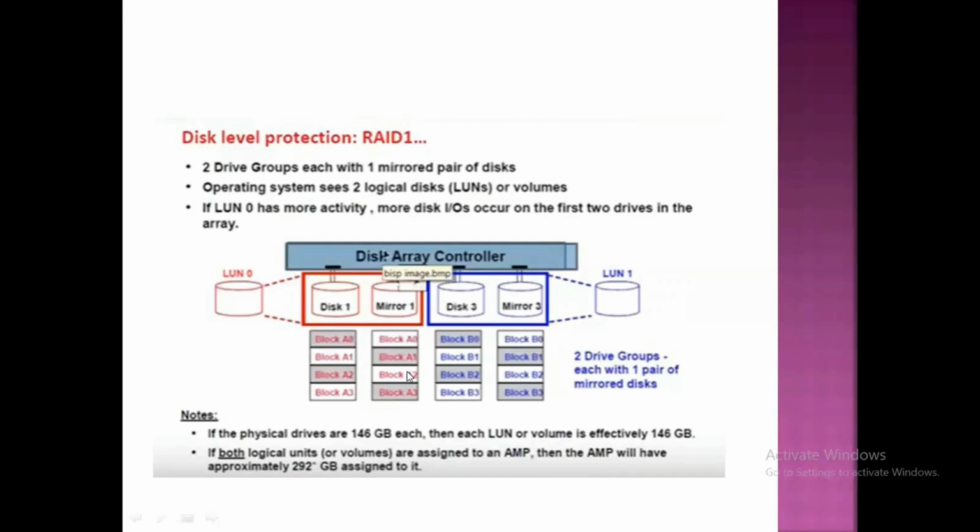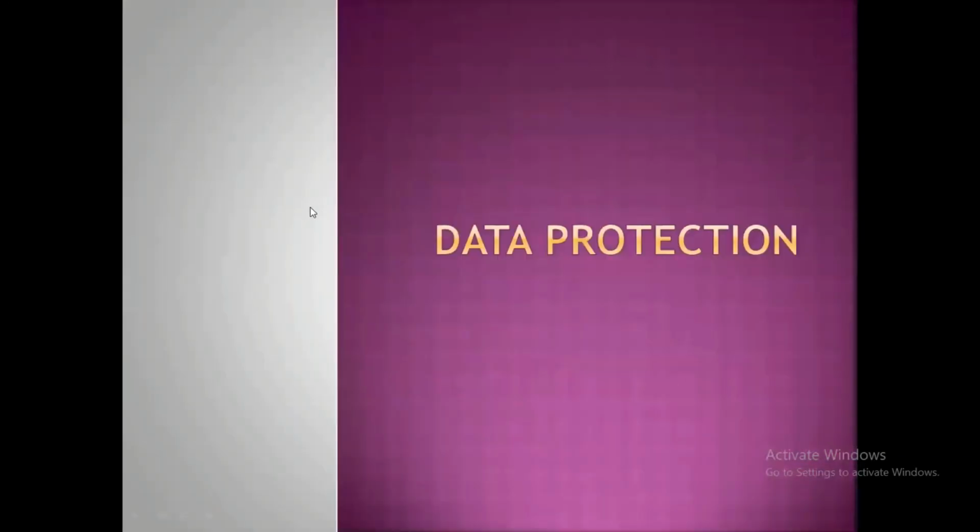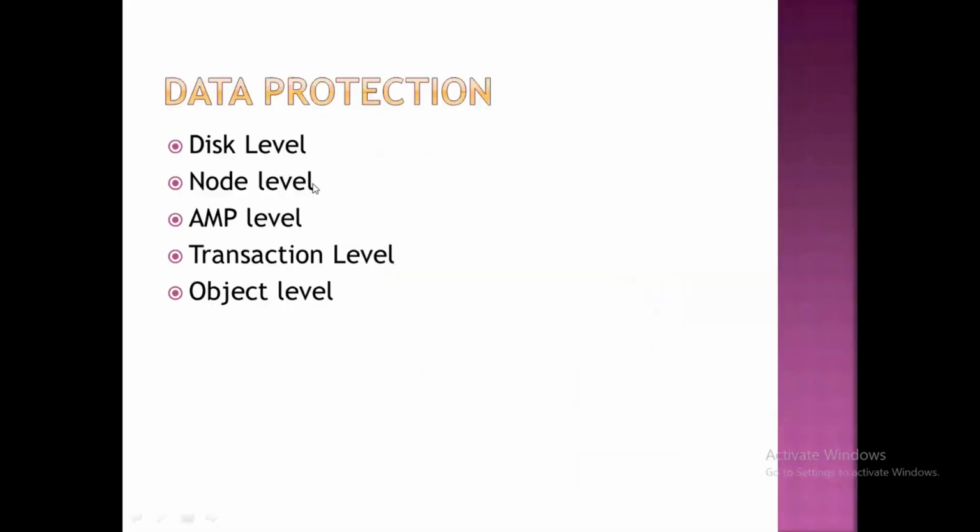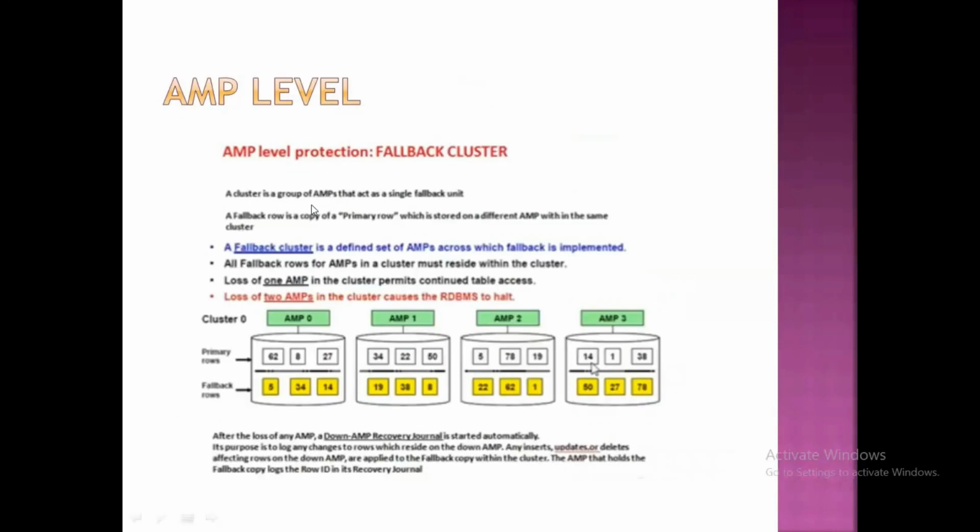For disk level failure, you have the RAID concept. At node level, we have hot standby. At amp level, you have fallback. What is that fallback? For example, assume that you have 4 amps: amp 0, amp 1, amp 2, amp 3. If 1 amp fails, then the data that has been stored in this amp you cannot retrieve, right?